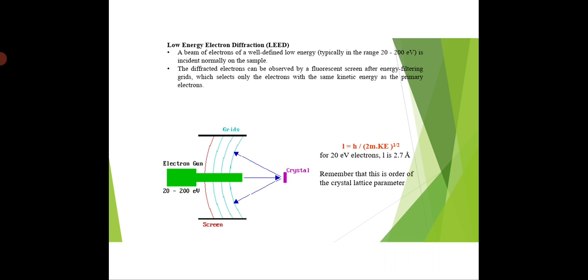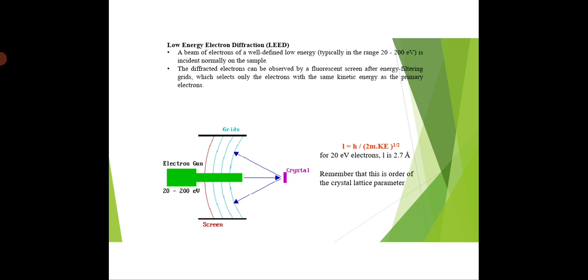Low energy electron diffraction. A beam of electrons of a well-defined low energy, typically in the range of 20 to 200 electron volts, is incident normally on the sample. The diffracted electrons can be observed on a fluorescent screen after energy filtering grids, which select only the electrons with the same kinetic energy as the primary electrons.